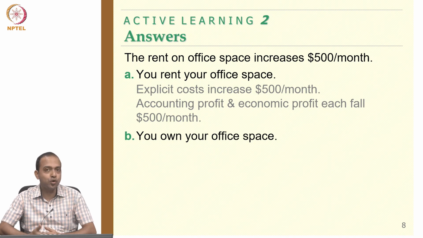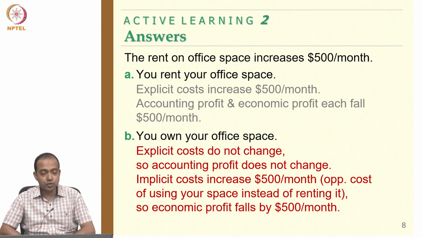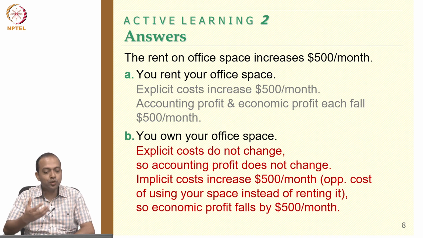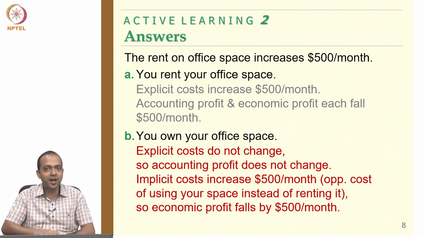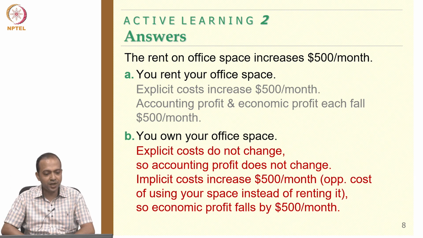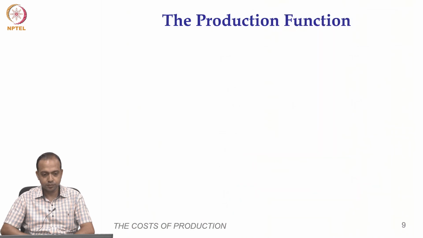Now, when you own your office space, what will happen? Explicit costs do not change, but implicit cost is changing, because when you are owning your space, you are sacrificing the rent that you could have earned by renting your office space to someone else. So, accounting profit does not change, but implicit cost has increased by $500 per month. That is why economic profit falls by $500 per month.